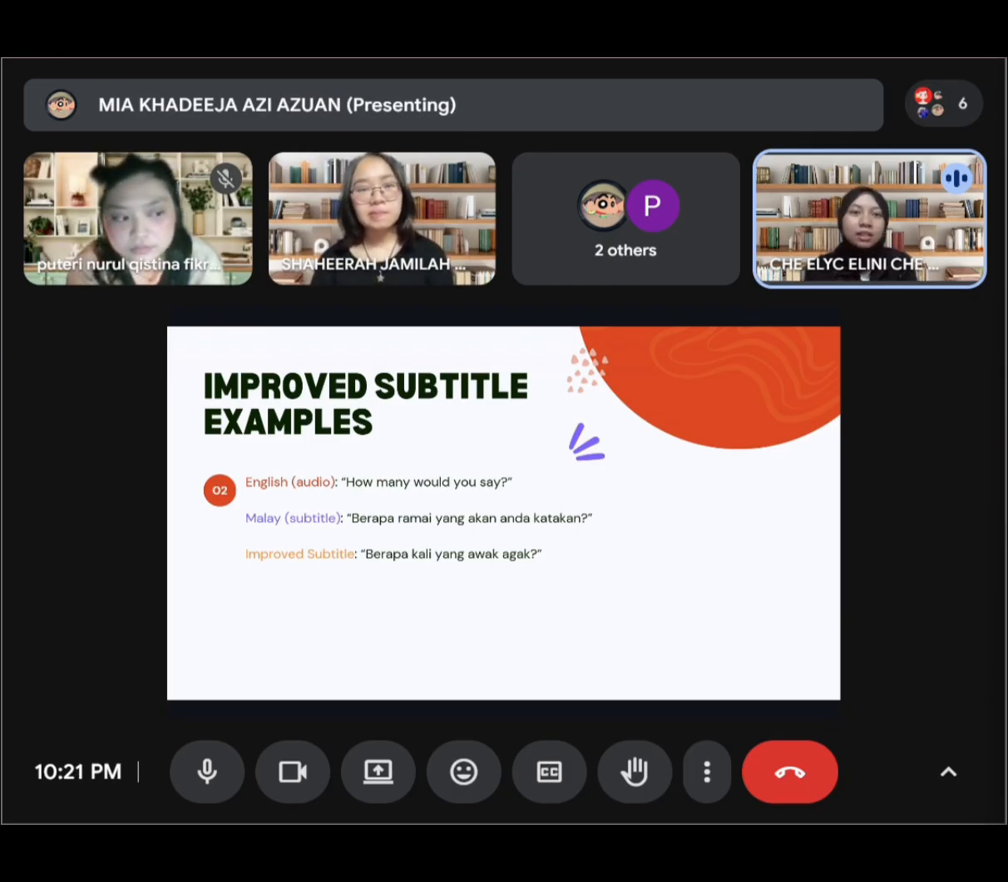It was originally translated as "berapa ramai yang akan anda katakan," which is confusing because ramai refers to people, not the number of times. So we improve it to "berapa kali yang awak agak." We can't use banyak because banyak is for uncountable nouns. This makes the meaning clearer and matches the context of counting how many times something happened.